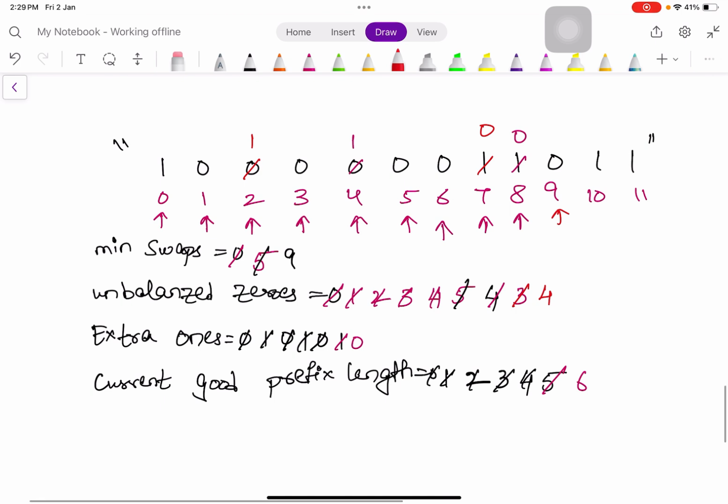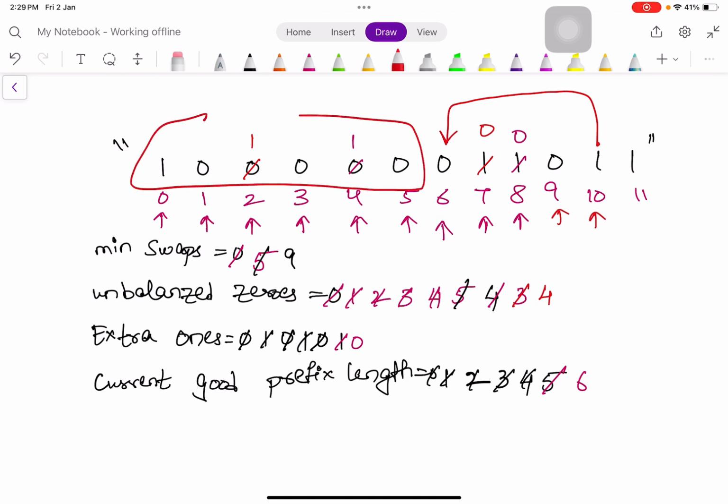Moving forward, at index 10, we have a 1. Now this 1 needs to be moved somewhere. But where to move? This 1 will be moving to index 6. Why will it be moving to index 6? Because already the index 0 to 5 part is balanced, right? So the only place where it should move is index 6. So let's move it to index 6. We need 4 more swaps to move it to index 6.